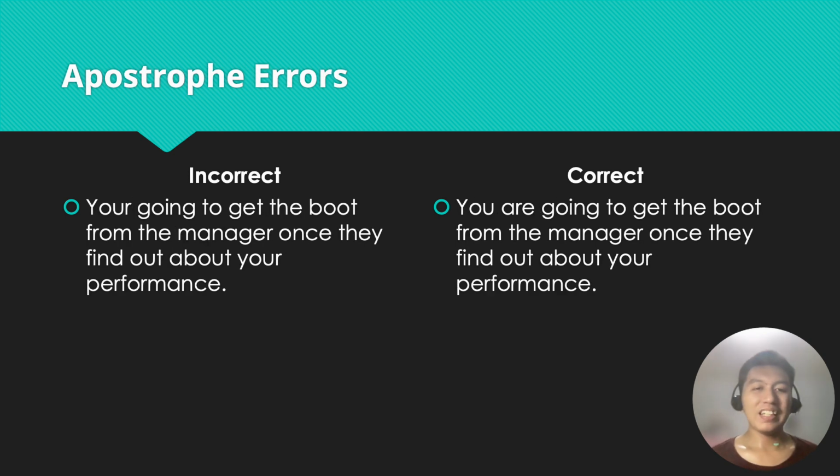Next, we have apostrophe errors. Apostrophes indicate possession for nouns but not for personal pronouns. Apostrophes also indicate omissions in contractions, such as it's, which is shortened for it is. Here is an example below. Your going to get the boot from the manager once they find out about your performance. So what's wrong here? The spelling of your, which should be you are, although it sounds like your with the contraction of you, contraction re. Here's the correct version. You are going to get the boot from the manager once they find out about your performance.